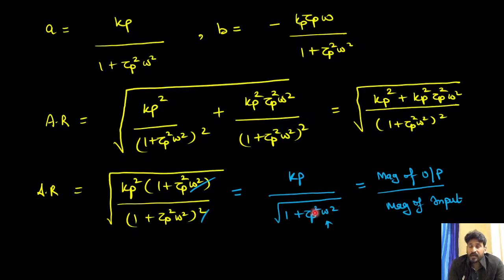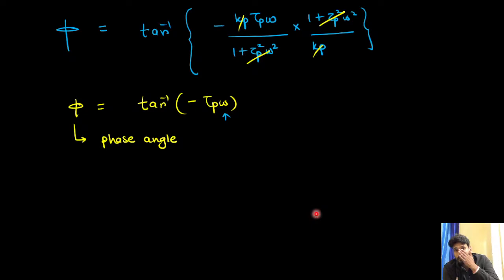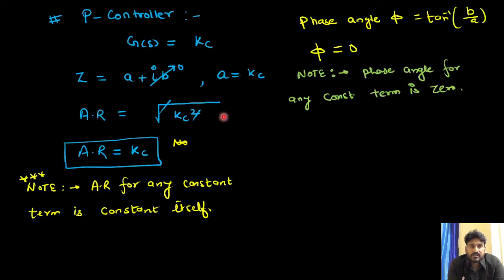This is the first order system. This is the AR of the first order: Kp divided by the square root of 1 + τp²ω². Very, very, very important formula. Now, with the help of A + iB, we also calculate the phase angle. The phase angle is tan inverse of minus τp ω. This is for the first order system. For the P controller, it is Kc.